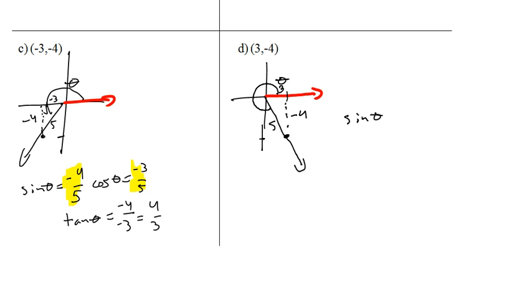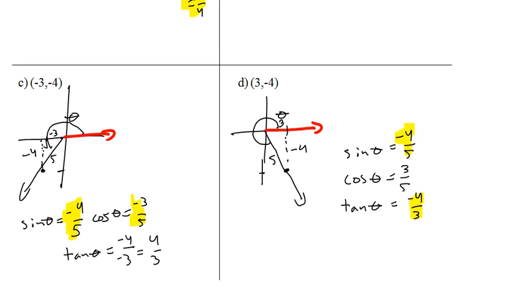So sine theta is going to be negative 4 over 5. Cos theta is going to be 3 over 5. And tan theta is going to be negative 4 over 3. And again, notice 2 of the 3 of these are negative.